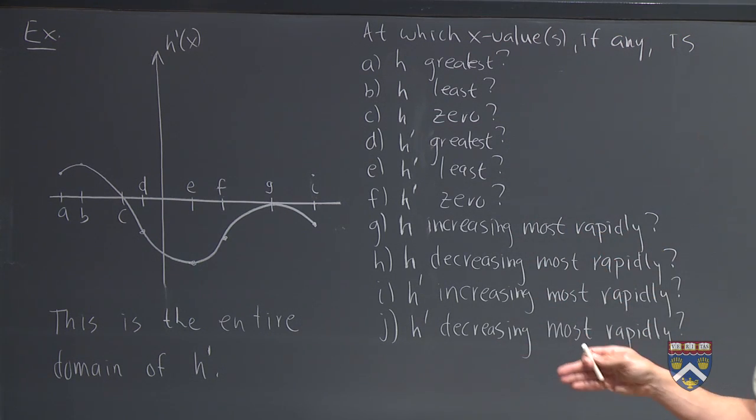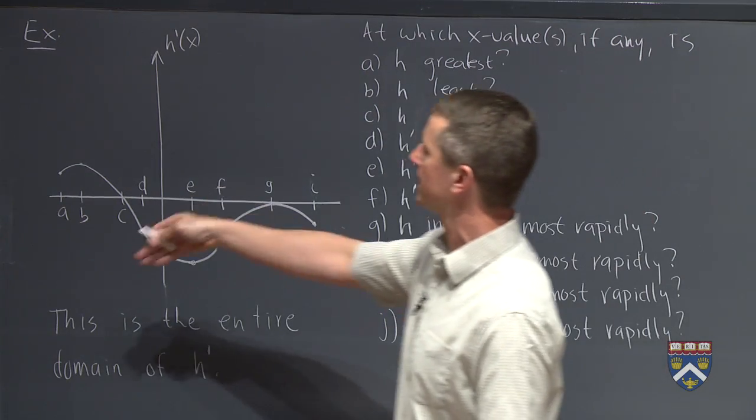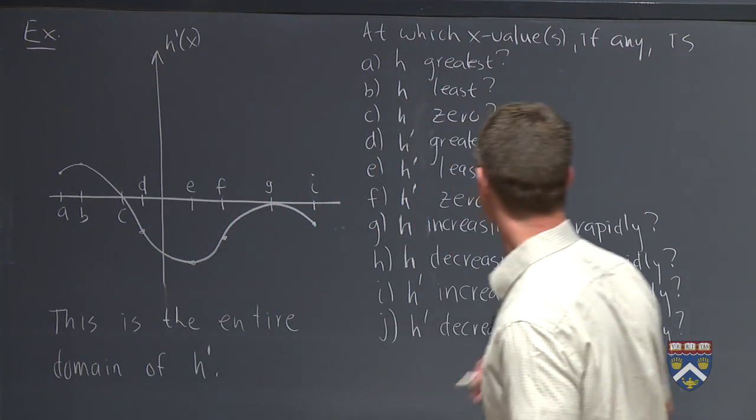Where is h prime greatest? We don't want to look at the slope of this graph. That would be h double prime. So where is h prime greatest? Simply, where is this graph at its highest point? And that's when x is b.